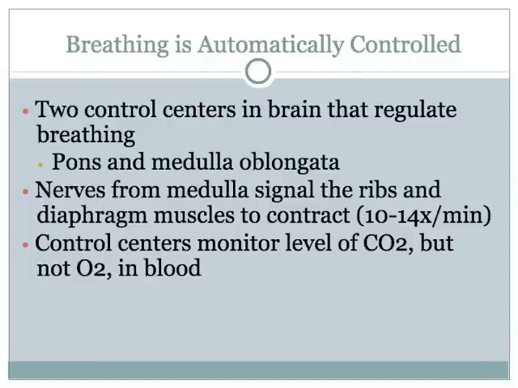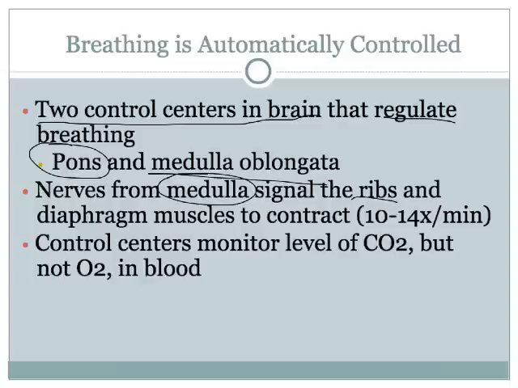Okay. So now let's talk a little bit about what controls breathing, kind of like how do we know when to breathe faster, how do we know when to breathe slower. So there are two control centers in the brain that regulate breathing. There are parts of the brain called the pons and the medulla oblongata, which is kind of fun to say. Basically what happens is the medulla oblongata, or the medulla, tells the ribs and the diaphragm when to contract. And a normal breathing rate happens between 10 and 14 times a minute.